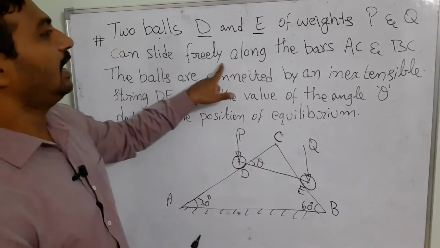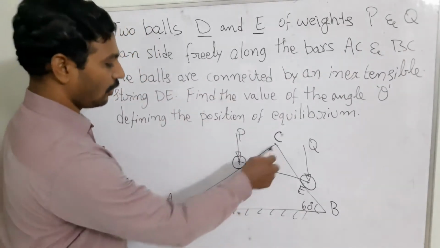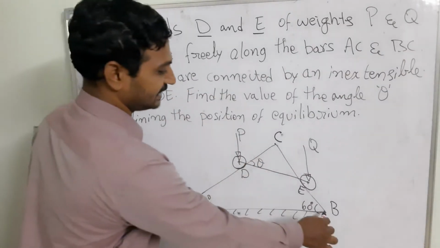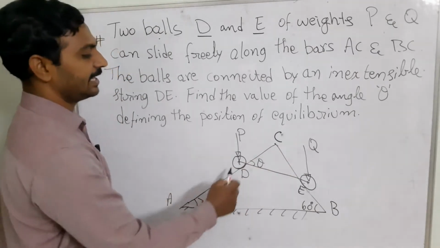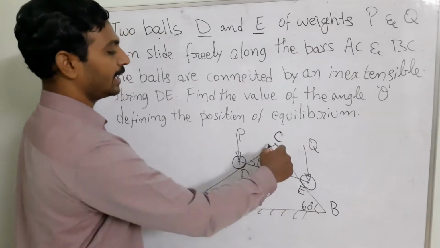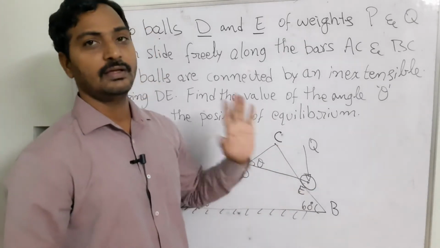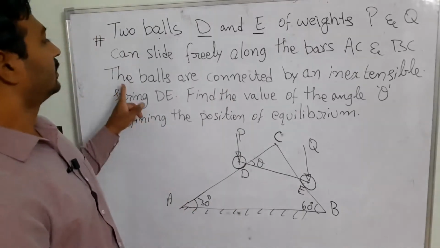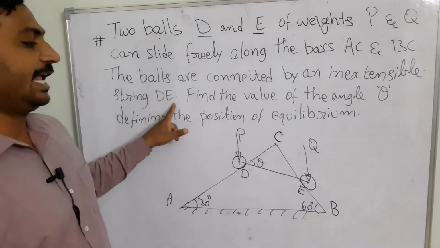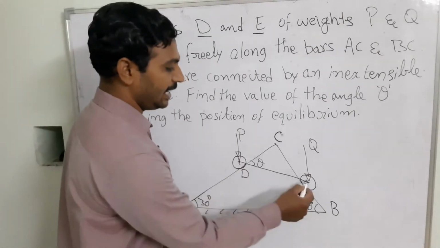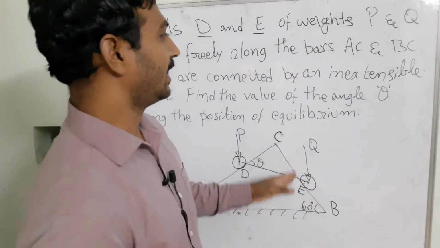They can slide freely along the bars AC and BC. They are not only resting on the AC bar and the BC bar; they are going to slide freely, either in the upward direction or the downward direction. Similarly the same thing for ball E also. The balls are connected by an inextensible string DE.